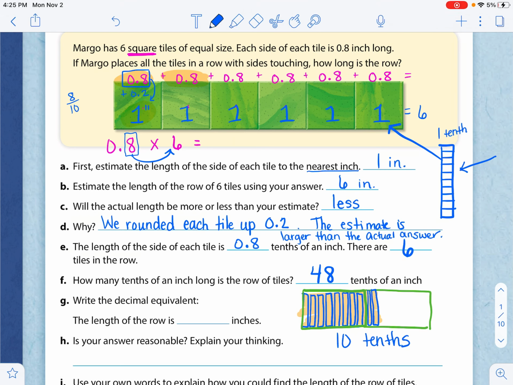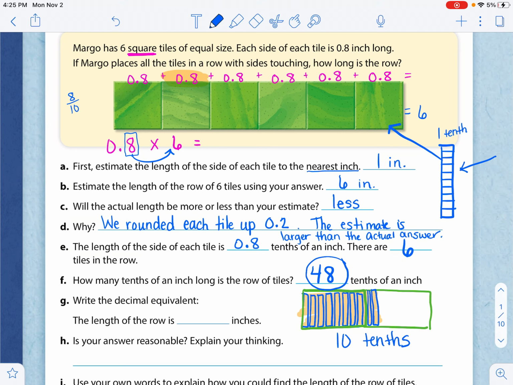So I have 1 whole already. So how many would 48 tenths be? Let's think. Let me erase up here. I'm going to draw this for all you visual learners.